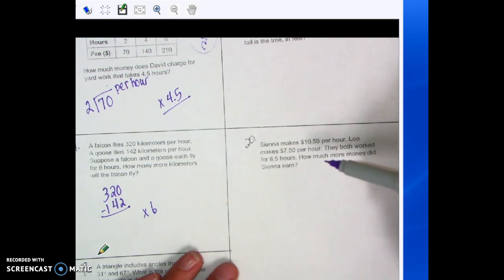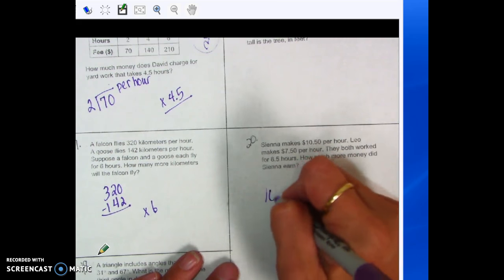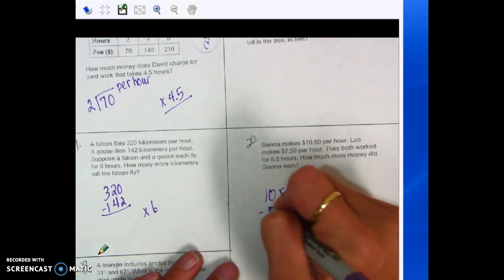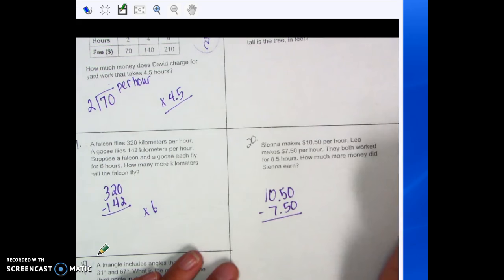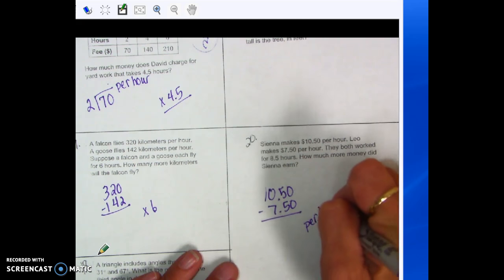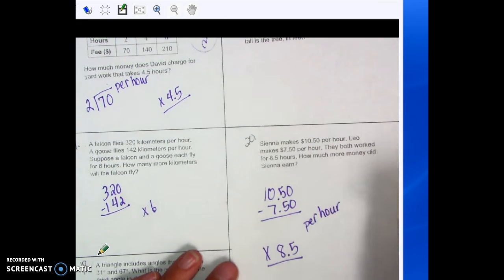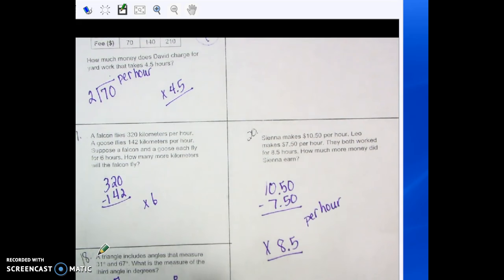Or, since it just says how much more did Sienna earn, you could find the difference to start with. Find the difference to start with, and that's per hour. You want to know how much it would be in 8.5 hours. So you could then just multiply those together.